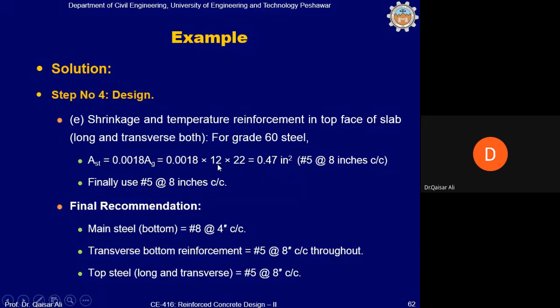So finally, what we will do is provide number 8 at 4 inch center to center as bottom main reinforcement along the span length of the bridge, and transverse bottom reinforcement, perpendicular to this main reinforcement, number 5 at the rate of 18 inch center to center. Since this is the minimum reinforcement which has been calculated from the shrinkage reinforcement, and according to the H2 guidelines, we will also have to provide the shrinkage reinforcement both along the long and transverse direction. So this number 5 at the rate of 18 center to center will provide not only transverse bottom reinforcement but also top transverse and longitudinal reinforcement.